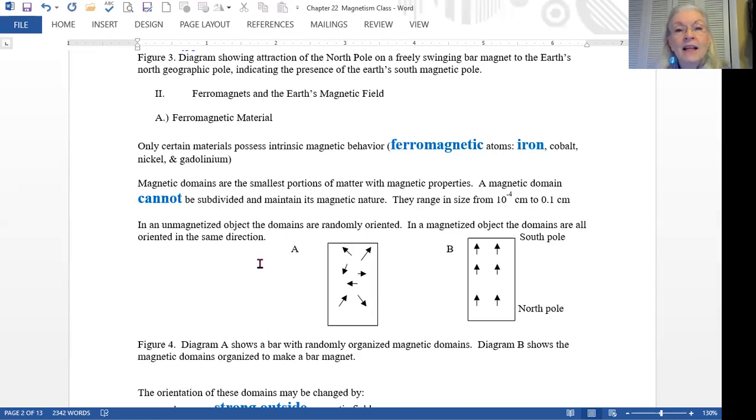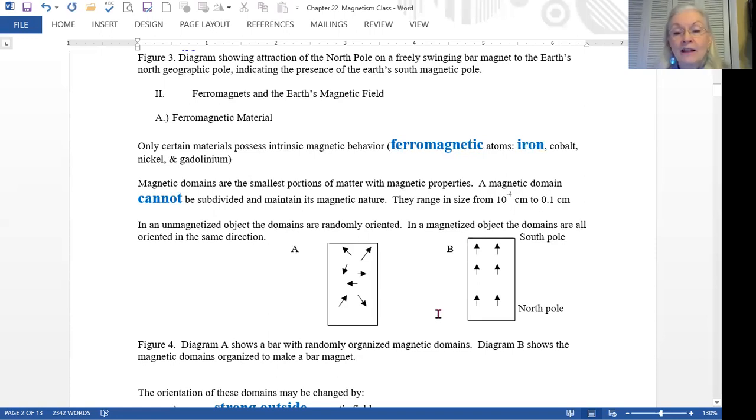In that case, the magnetic domains would be randomly oriented. So in this first drawing, we have our little arrows representing the magnetic domains, and they're pointing in a variety of different directions. In the second drawing, you can see that the magnetic domains, symbolized by these arrows, are all pointing in a single direction. They've been organized, lined up.